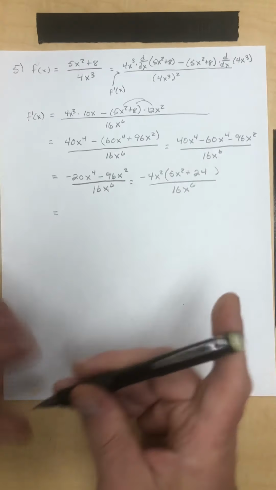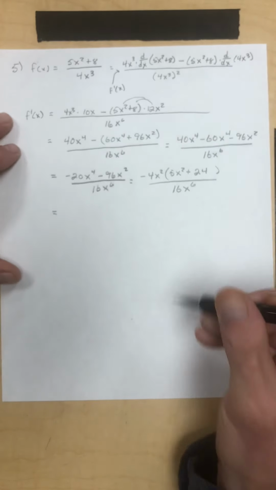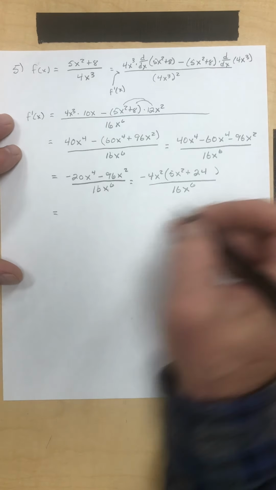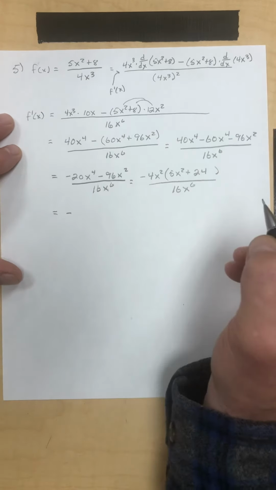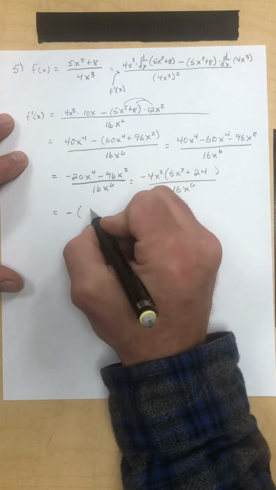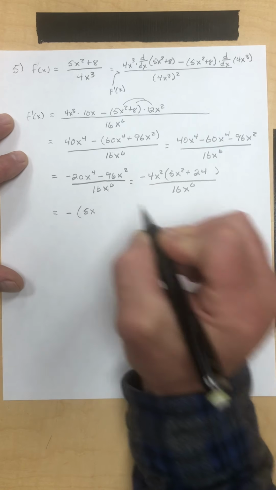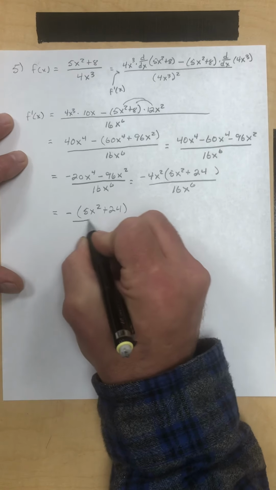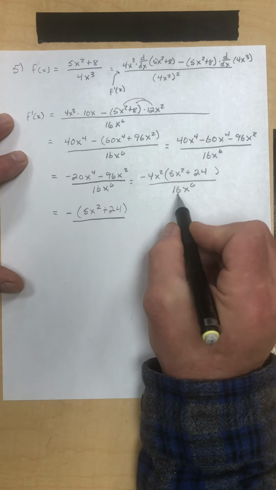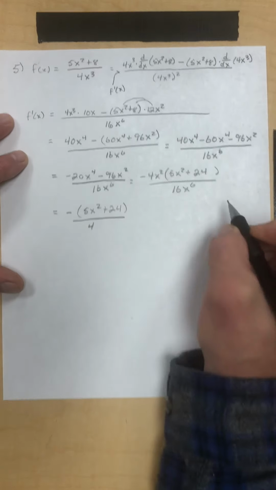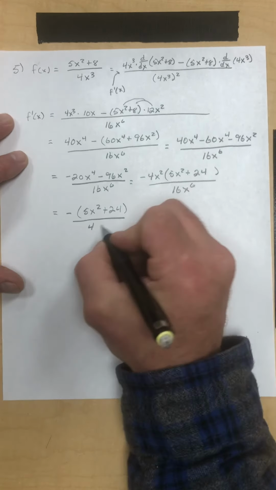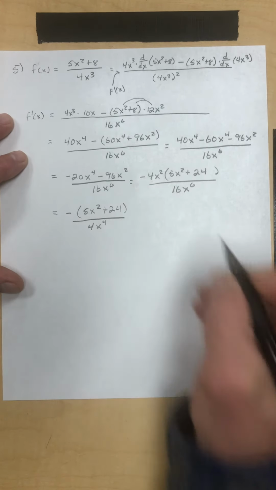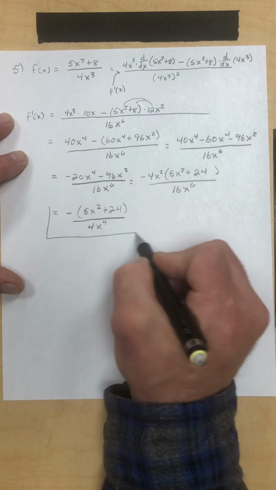Notice everything up above cancels off other than the negative sign. So I've got a negative. I'm left with 5x squared plus 24. And then down below, reduce it by 4, that takes me down to a 4. Reduce it by x squared, it takes me down to x to the 4th. And you've got your final answer.